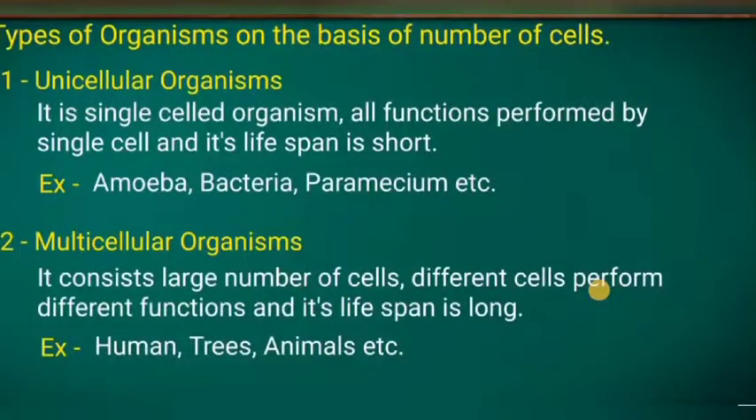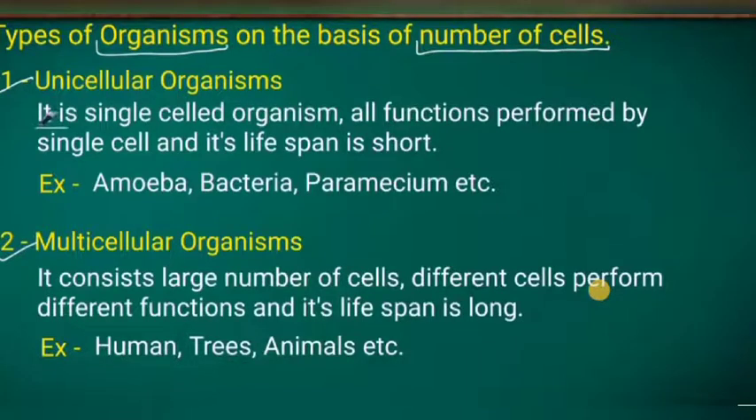Now the next topic is types of organisms on the basis of the number of cells, meaning how many cells an organism contains. According to that, organisms are divided into two types. The first is the unicellular organism, and the second is the multicellular organism. Now let's see in detail the single cell organism, or you can say the unicellular organism.